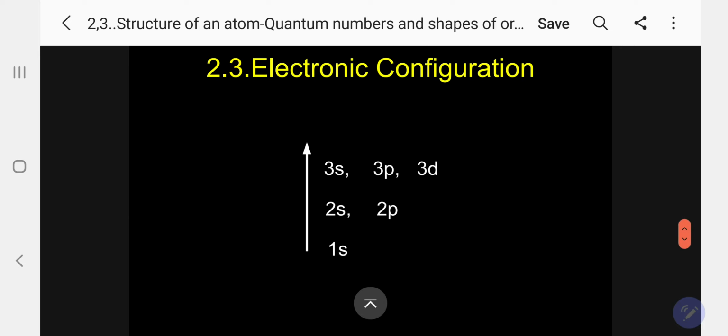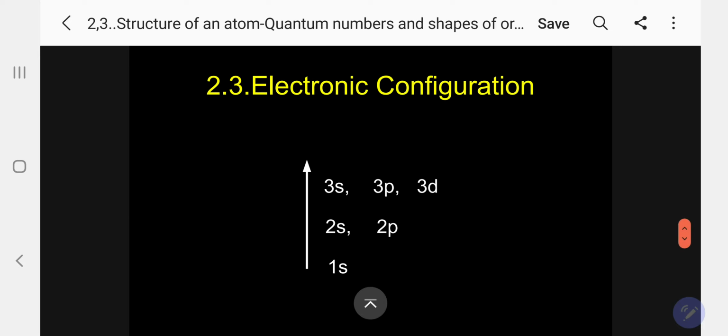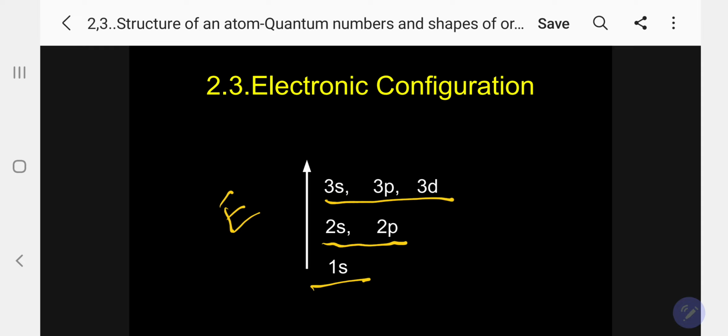Rule 1 example I am giving now. This is the energy level: lower 1s, higher 2s 2p, then higher 3s 3p. So when I am filling up, first I have to fill up 1s, then 2s, then 2p, then 3s. This is the way I have to fill up.